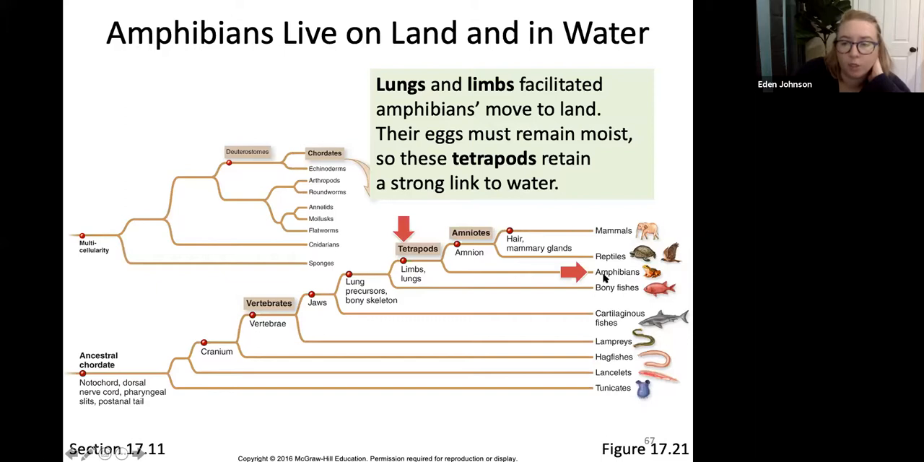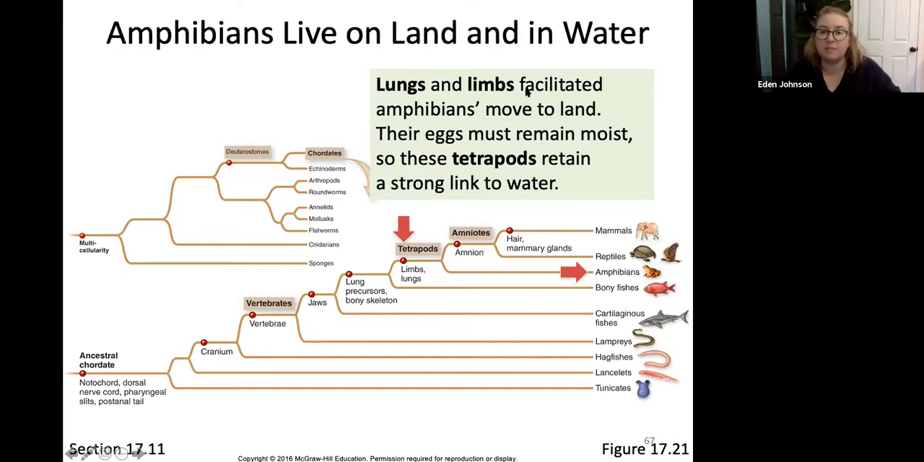All right, now we're up to amphibians. And if you trace back this branch for amphibians, you can see what characteristics these organisms have. Okay, so amphibians, we know frogs are amphibians. Let's trace this back. You can say, okay, amphibians have limbs and lungs. They're tetrapods. They have lungs, so the lung precursor doesn't matter. They've got a bony skeleton. They have jaws, they have vertebrae, and they have a cranium.